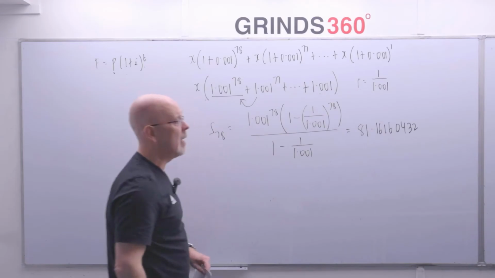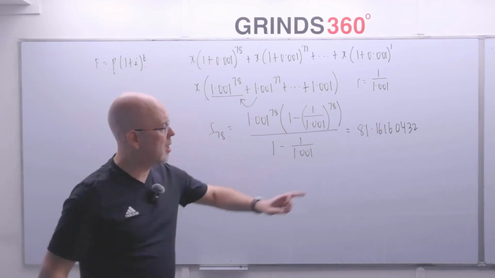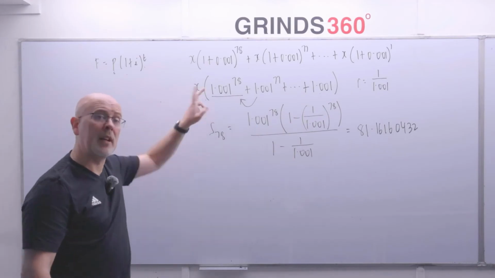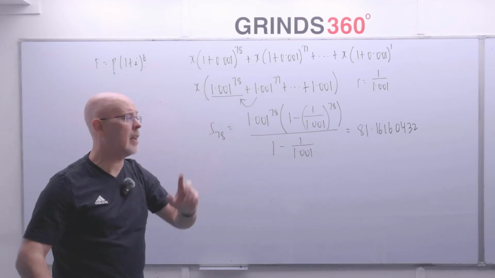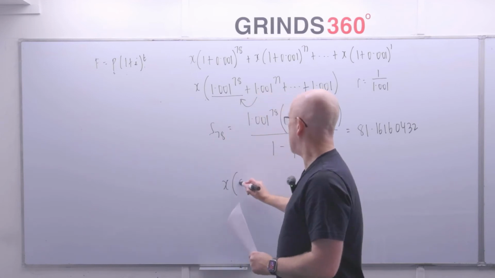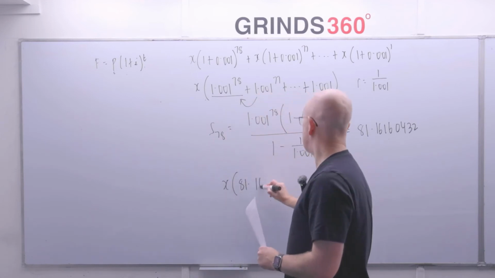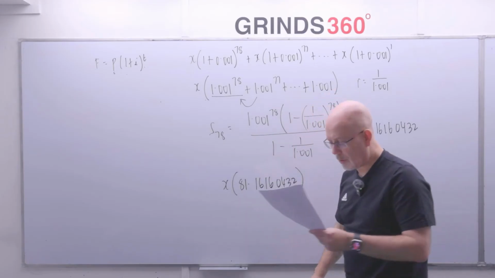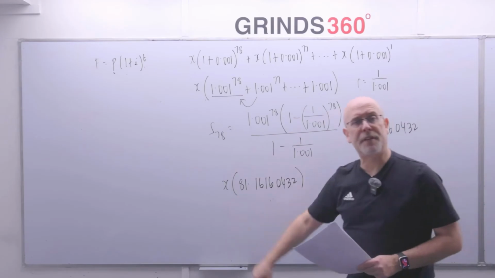They add up to that number there. And then remember, how do we finish the question? Multiplying this number here by whatever I pulled outside the bracket at the beginning will give me the final value of the savings, right? So remember, if I multiply this by x, so x times 81.16160432, okay? So multiplying those together will give me the final value of the savings.